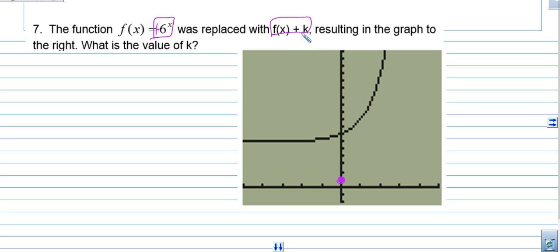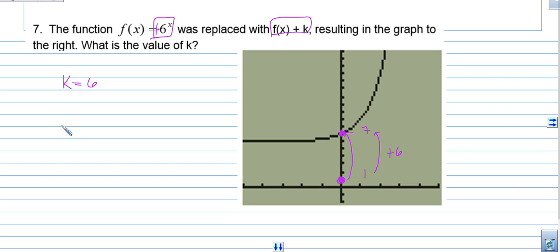But now it's been shifted using k, and it's been shifted up to where its new y-intercept is here at 1, 2, 3, 4, 5, 6, 7. So it went from 1 up to 7, which means they added 6. So the k would equal 6. So that's way number 1.